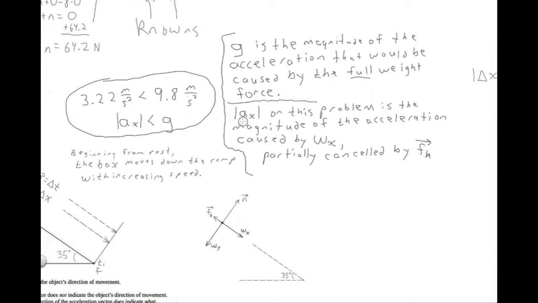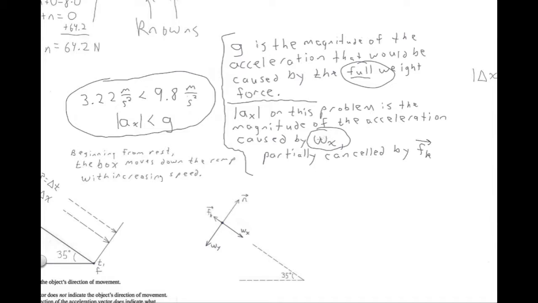But on this problem, a sub x represents the magnitude of the acceleration. Well, this acceleration is not being caused by the full weight force. A sub x on this problem is only being caused by w sub x, only one component of the weight force. So since a sub x is being caused only by a component of the weight force, that by itself would explain why a sub x should be less than the little g value that would apply to free fall.